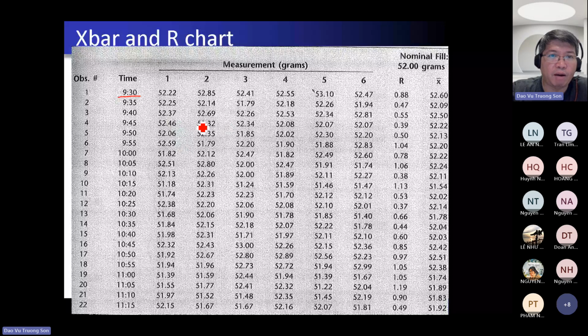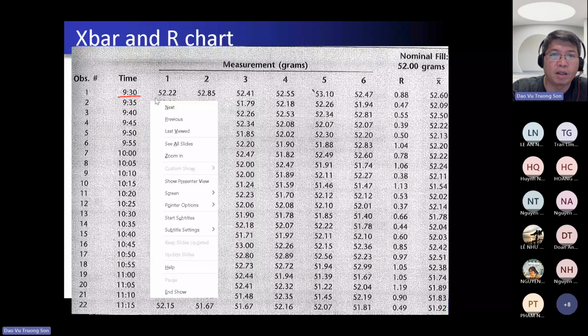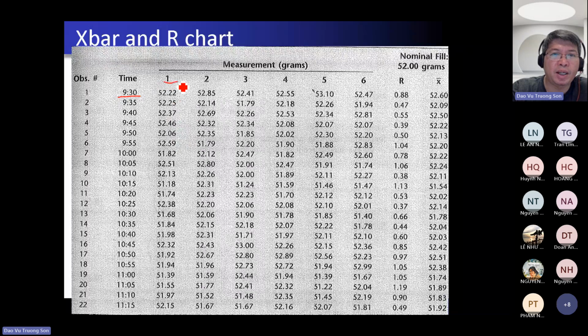So here we have six different measurements. Here you see the measurements in grams. It's not exactly 52 grams, because 52 grams is the nominal value. But in practice, the total fill amount actually varies somewhat. So you can try to work along.